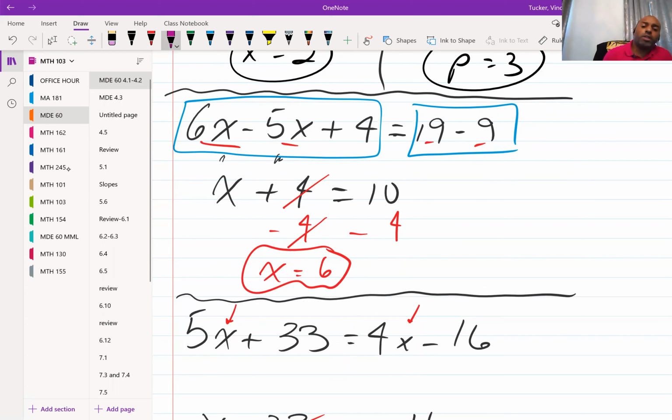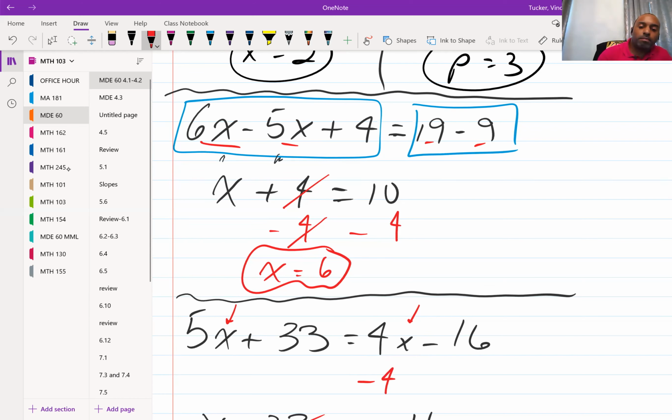So what we need to do here is get all of our terms with x on one side of the equation, all of our terms without x to the other side. Doesn't matter which term you decide to move first. It doesn't matter if you take the 5x to the right, or maybe you decide to do the 4x first and move it to the left, 33 or 16. It doesn't matter which one you move. As long as you do everything right mathematically, you'll still get the same answer at the end.